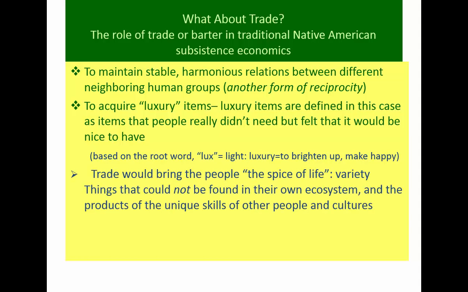So luxury, variety, the spice of life, all of these descriptions of the joy of trading when you're not really having to, but it's a fun thing to do now and then. It's very different than dependency on trade. And the last line on this slide: nothing to sell, nothing to buy, no reason to lie.